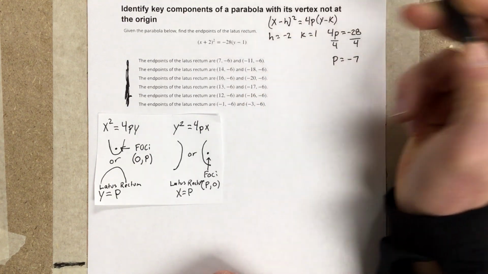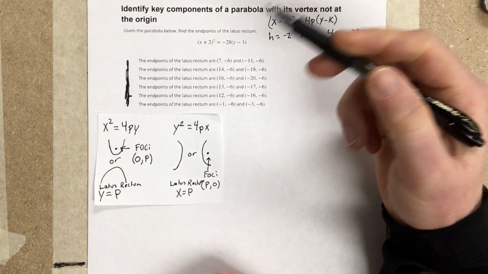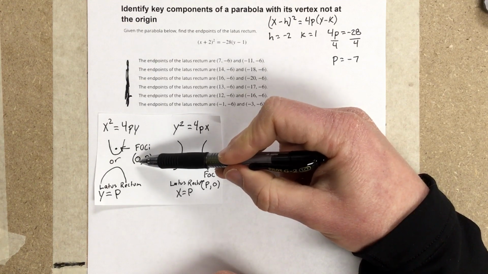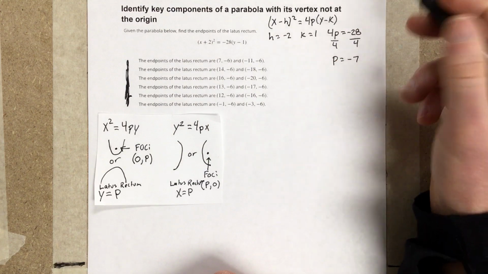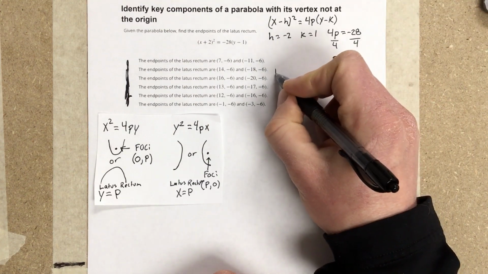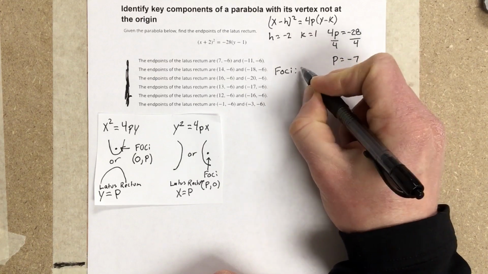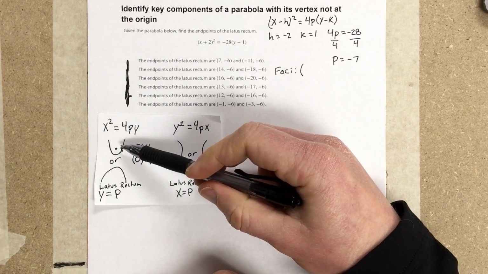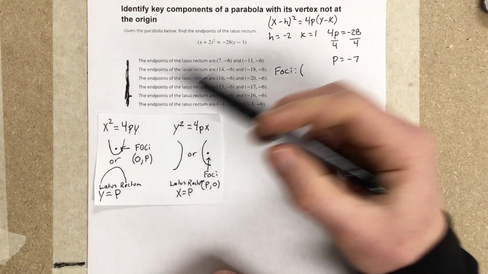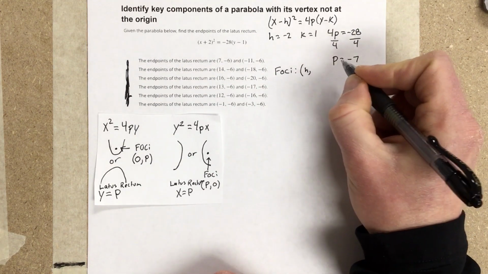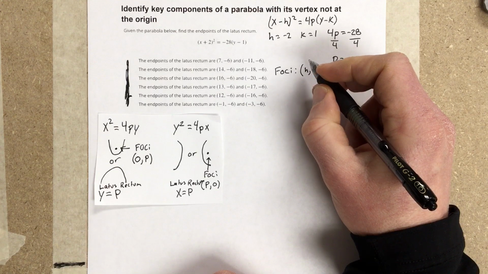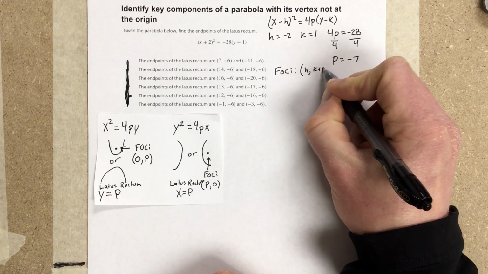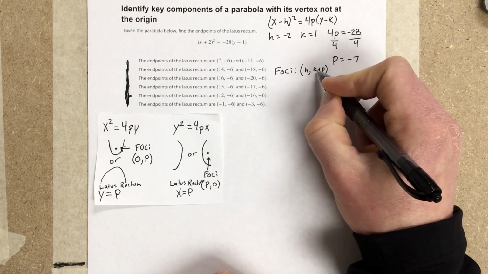So if I want to find the endpoints of the latus rectum, I really need to find the foci. To find the foci, because we have an upward or downward facing parabola, we're going to have h be the same, and then we're going to add in a value of k plus p. So we're going to add this p value to this k value here.